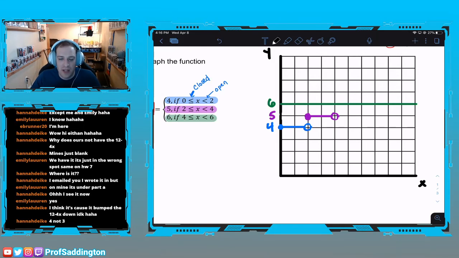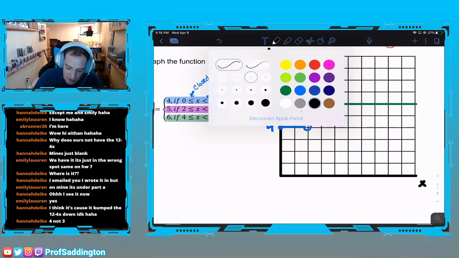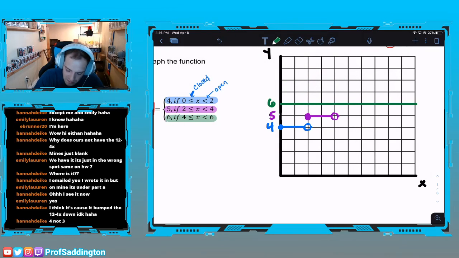So now we just got to do the last one, and the last one says you're going to be between 4 and 6. So I'm just going to go over to 4. So I have 6, I go over to 4, put a closed dot at 4, and then I'm going to put an open one at 6. And again, I'm just erasing the part that's on the outside.